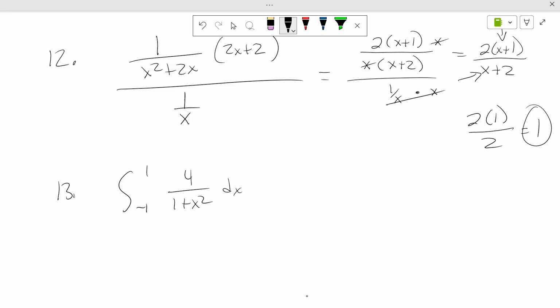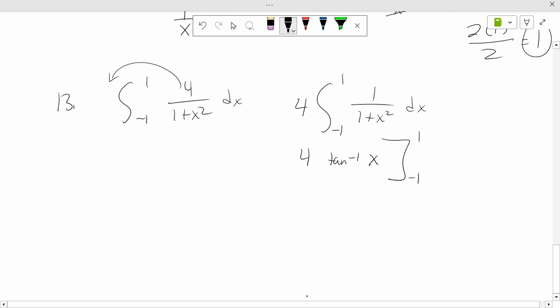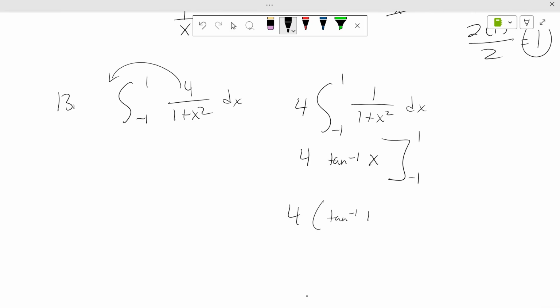Or, yeah, inverse tangent. So what I'm going to do is pull the 4 to the outside. 4 times the integral from -1 to 1 of 1 over 1 plus x squared dx. And now this looks like the tangent thing. So it's 4 inverse tangent of x from -1 to 1. So it's 4 times inverse tangent of 1 minus inverse tangent of -1.